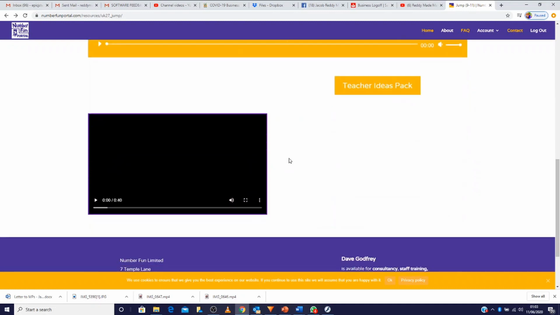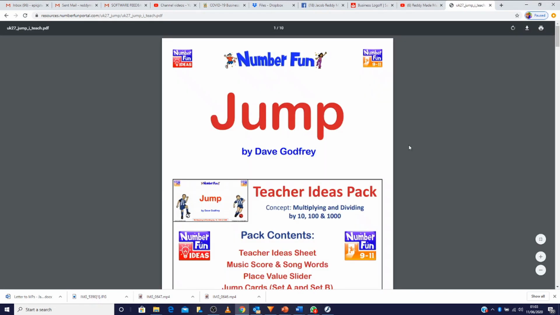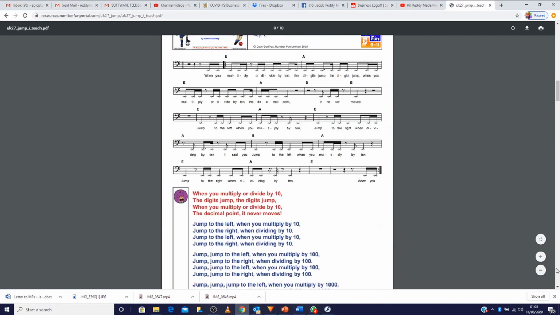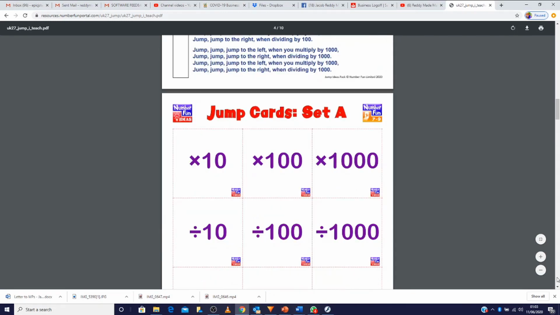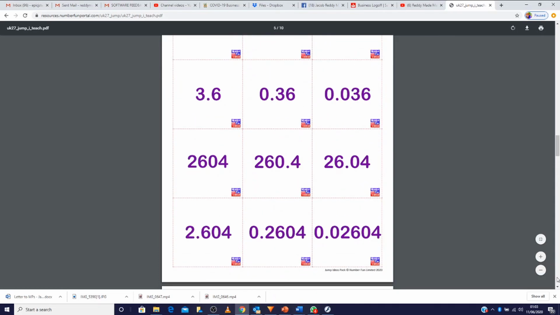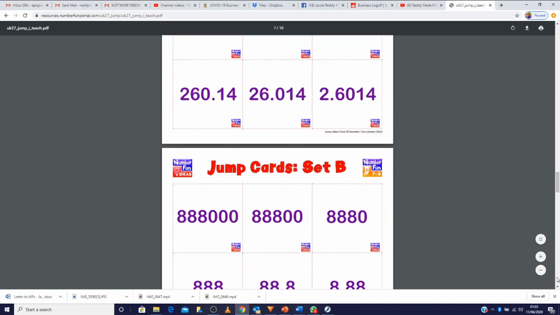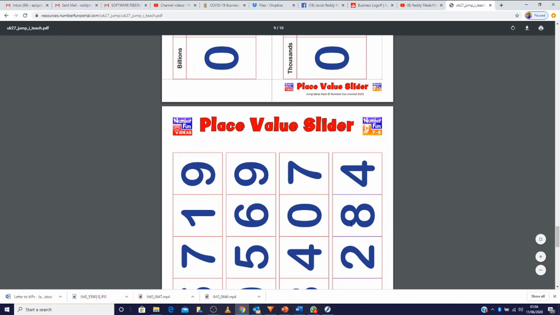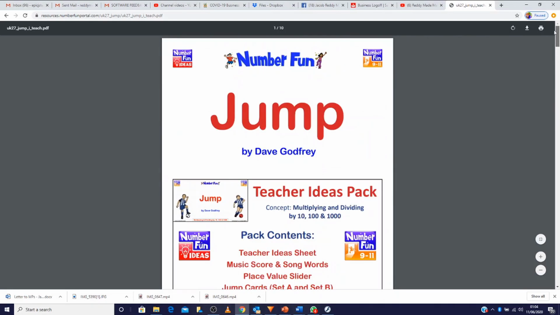What's also quite interesting is the teacher ideas pack. It's really nice because this does allow you to download lots and lots of ideas for how to play and use the song and the video, the score, but also it gives you some sets of cards that you can use alongside the activity, which you can give out, put into class, and have the children playing one of the games as described. There's also an example of one of those sliders that you can create for the children as well. That's all free if you join the Number Fun portal. Each song has got its own set of resources.